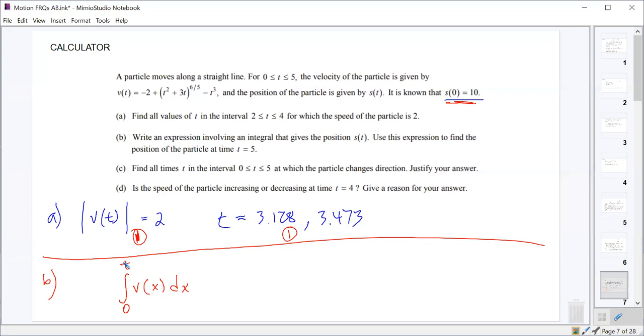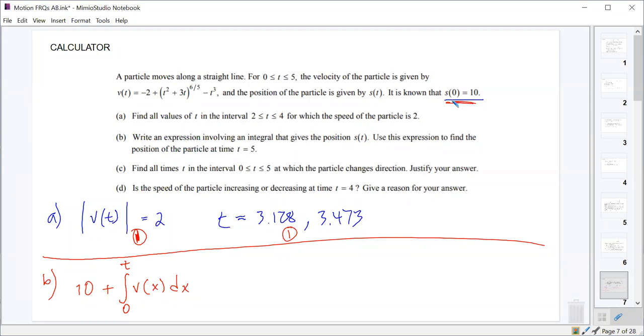If you have v of t dt integrated from 0 to t, that's an issue, because then you're evaluating variable t at variable t. You want to evaluate x's at t, not t's at t. So make sure you change the variable on the inside. And since we're talking about position, we have to include the initial position, which at 0 was 10. So 10 plus the integral from 0 to t of v of x dx.